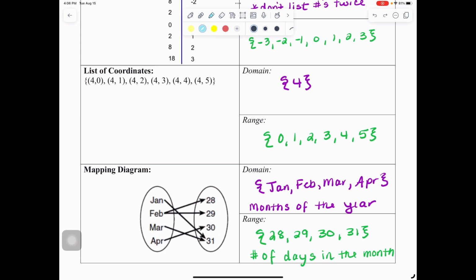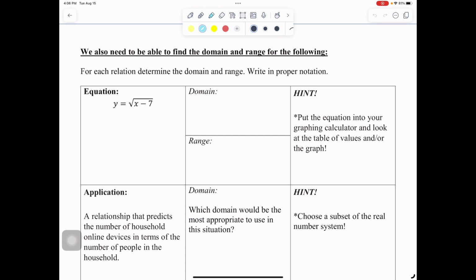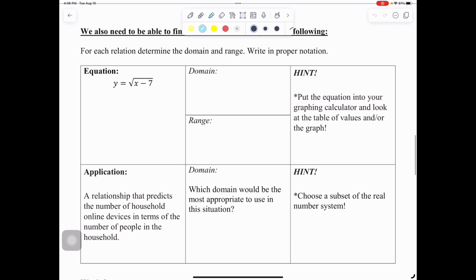So now we want to move on and take a look at some of the things we did not talk about on day 1. It says we also need to be able to find the domain and range for the following. So we want to add in today what to do when you're faced with an equation and what to do in an application situation. The directions are still the same for each relation, determine the domain and range, and write in proper notation. So let's start with equation.